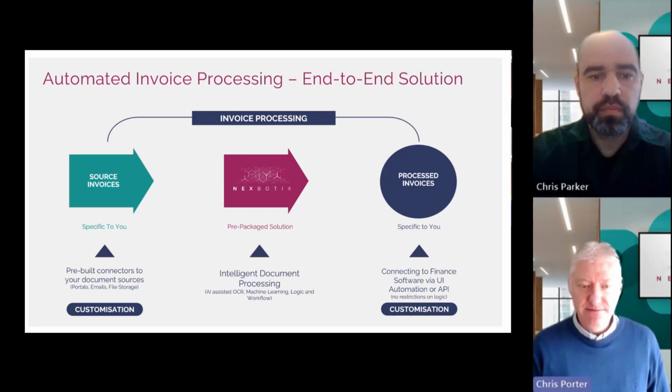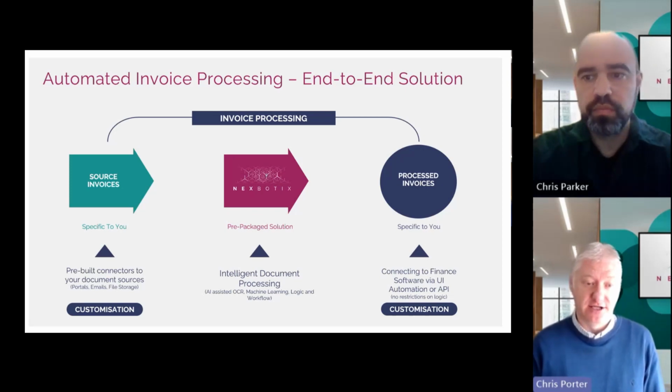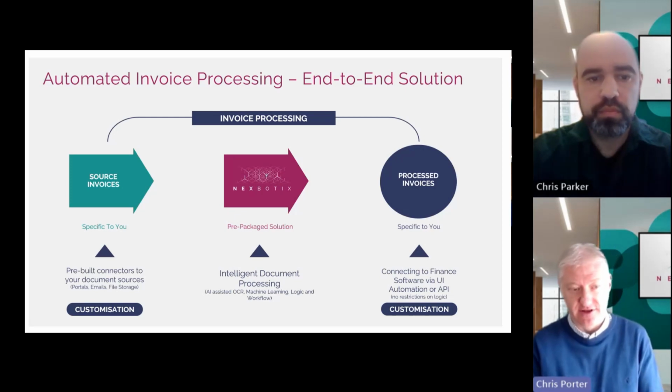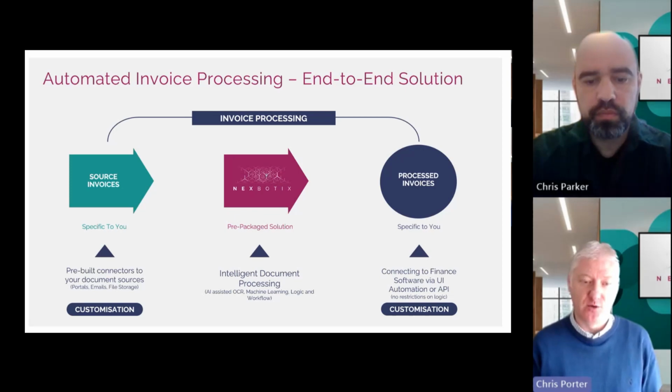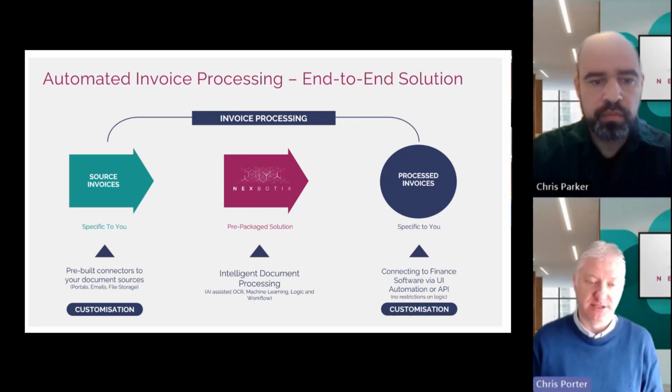And of course, in the middle here, the important bit is actually extracting the right data so that you can ensure you deliver the information from the invoice into your finance system and into your process. So we have AI assisted OCR, which extracts all of the invoice information from the particular invoices themselves.